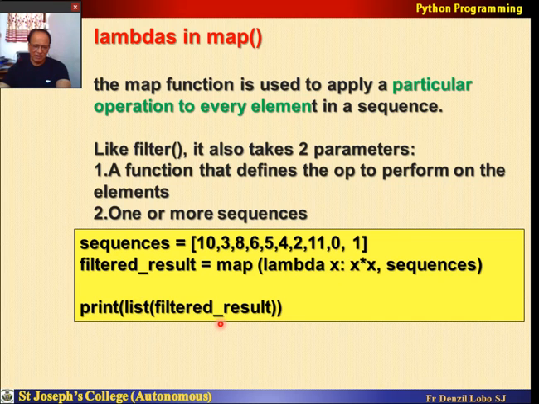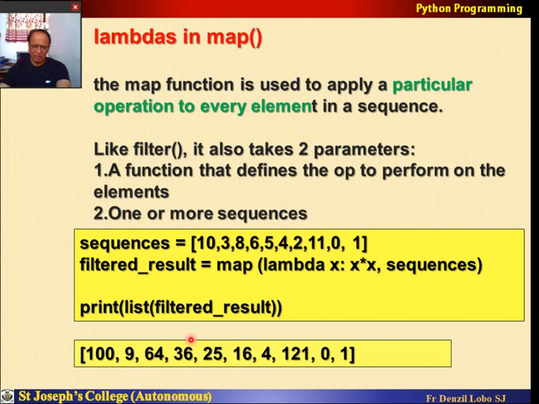Let us see the result. Print list of the result. I'm calling this, and it is also going to return a list, therefore I say list. Immediately it gives you 100, 9, 64, 36, etcetera, 0 and 1. So this is how we apply map and filter functions using the lambda, or the anonymous function. Thank you.